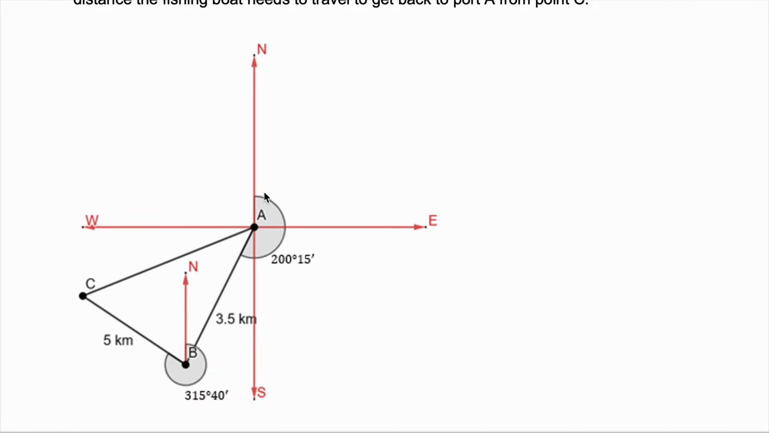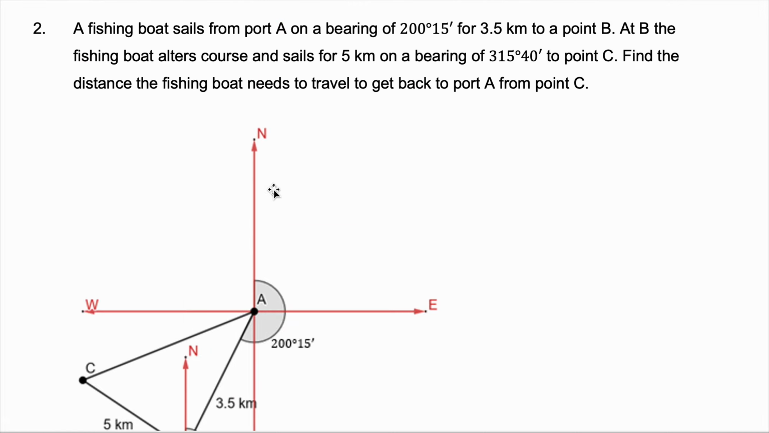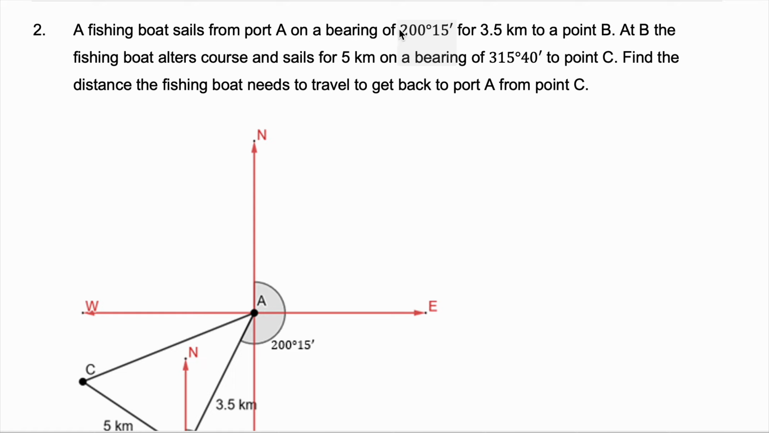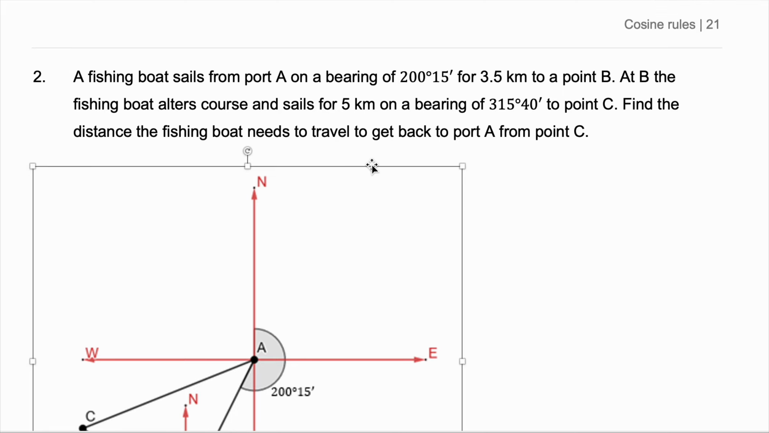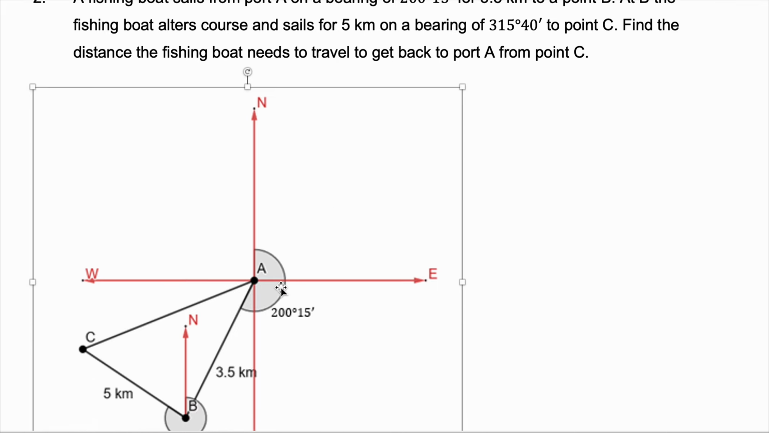So from true north, because the way it is written down, this is a representation of true bearing, not compass bearing. That's why we start from true north. So this is 200 degrees 15 minutes, roughly greater than 180, so it would be somewhere there.